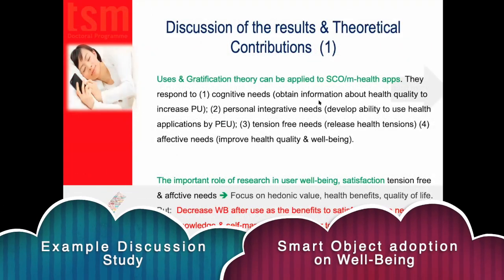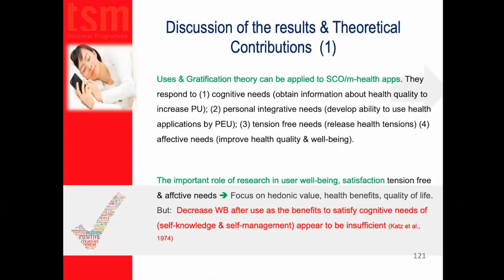So in terms of contribution and discussion of the results, use and gratification theory can be well applied to other media, including smart connected objects and mHealth apps, because they respond to cognitive needs in order to have information about our health or sleep quality, to increase perceived usefulness. The applications satisfy personal integrative needs in order to develop the ability to use health applications and increase perceived ease of use. And they satisfy tension-free needs in order to release health tensions, so to increase our well-being, and affective needs in order to improve well-being and health quality.